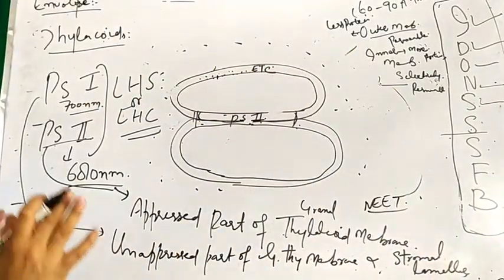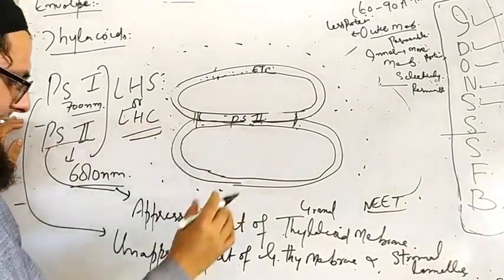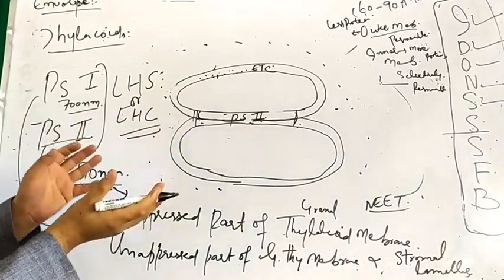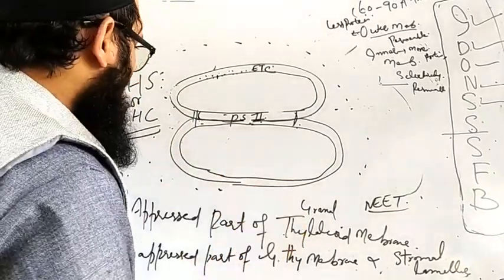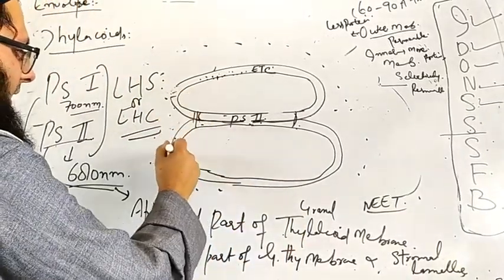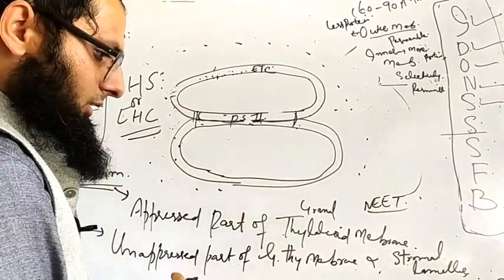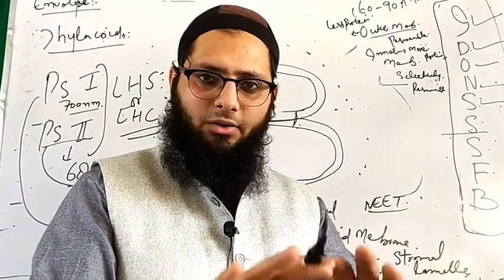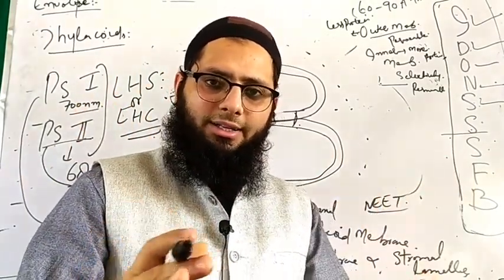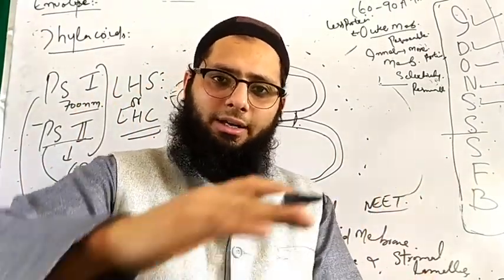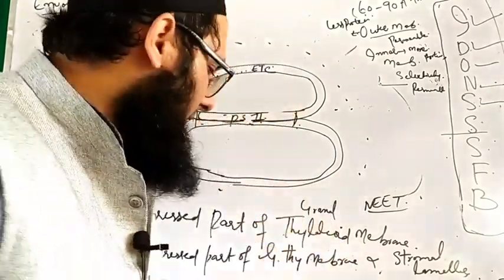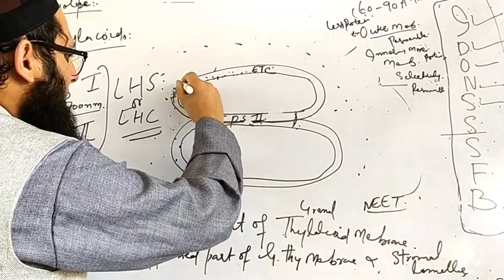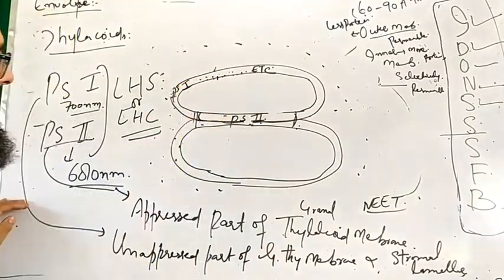Number first. Second thing, we have unappressed parts. So these are the unappressed parts, they are not appressed by another thylakoid, but this part is in touch with the stroma. So that part which is in continuity with the stroma, which is surrounded by the stroma, and there is no other thylakoid pressing upon it, that part we call the unappressed part. Here we have photosystem 1.